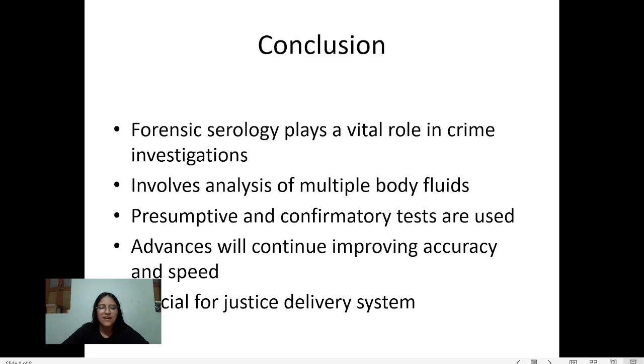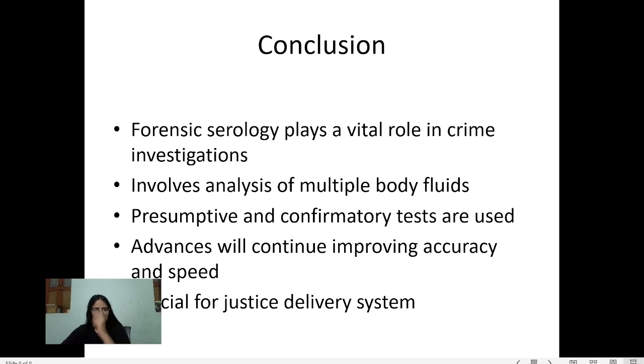So, conclusion: forensic serology plays a vital role in crime scene investigation. As we have seen, it can link a suspect and victim to a crime scene. It also involves analysis of multiple body fluids. It does not only analyze a single biological fluid. It analyzes various kinds of biological fluids, even mixed biological fluids also. So it's a bit complicated, right?